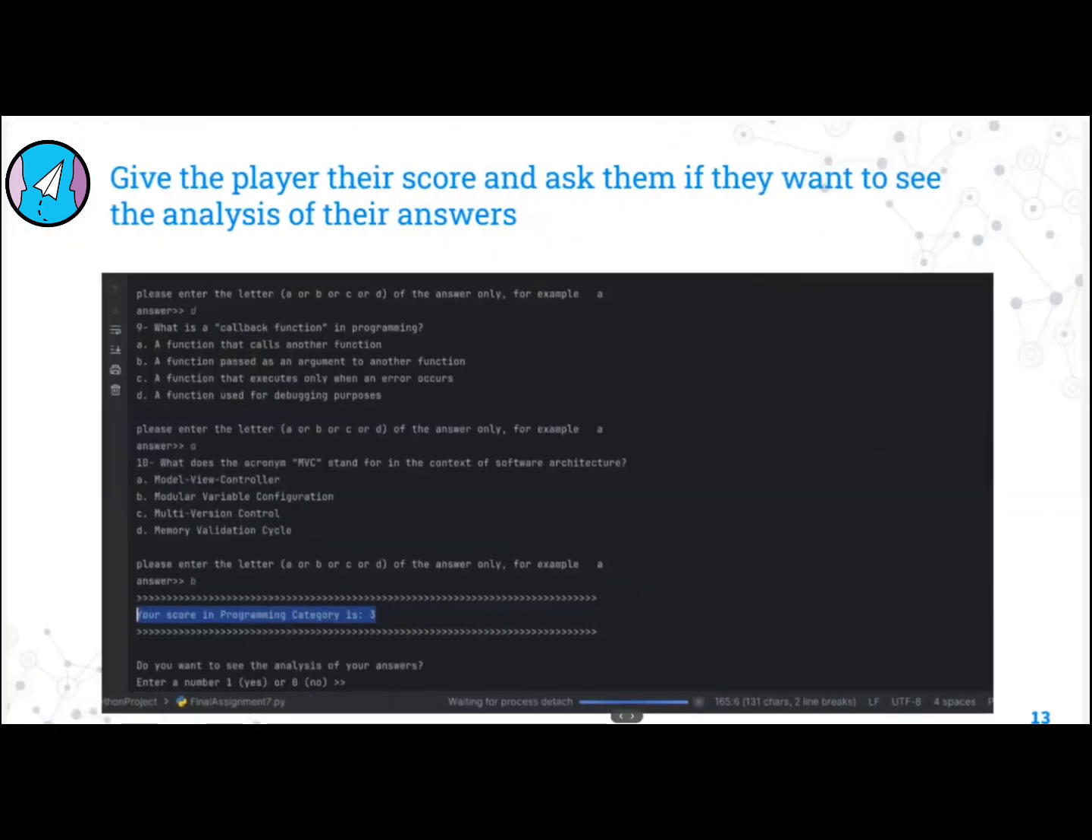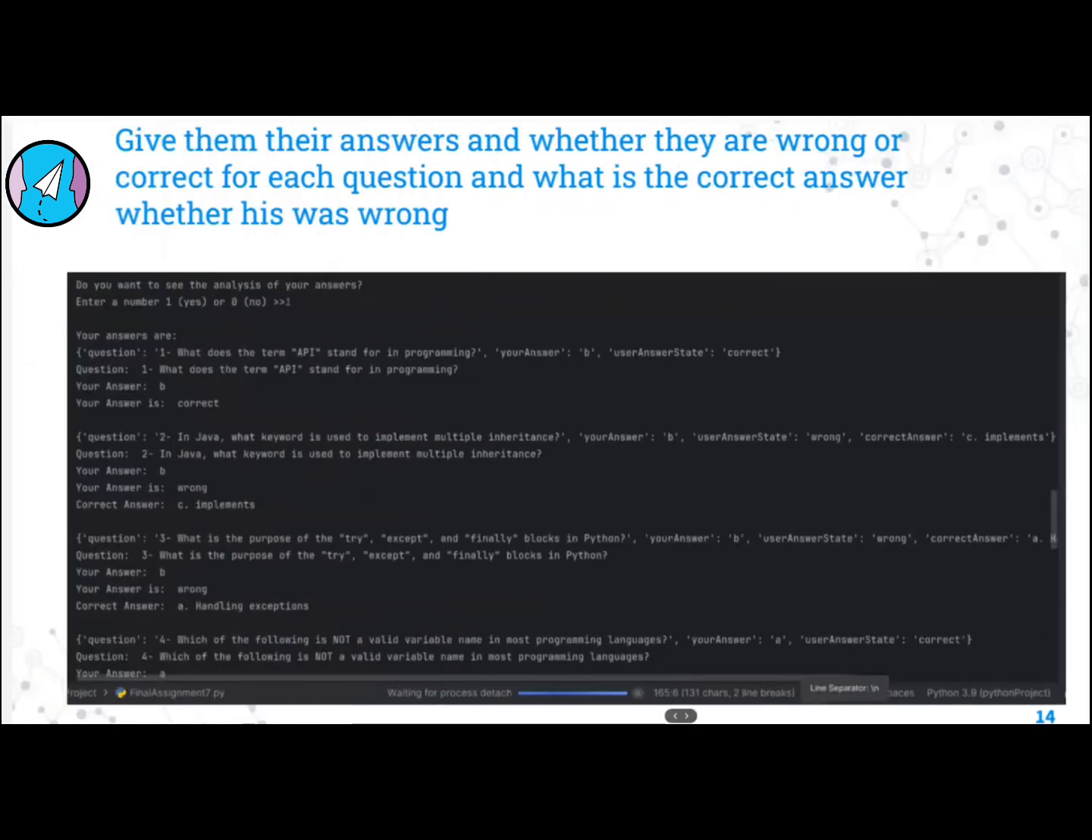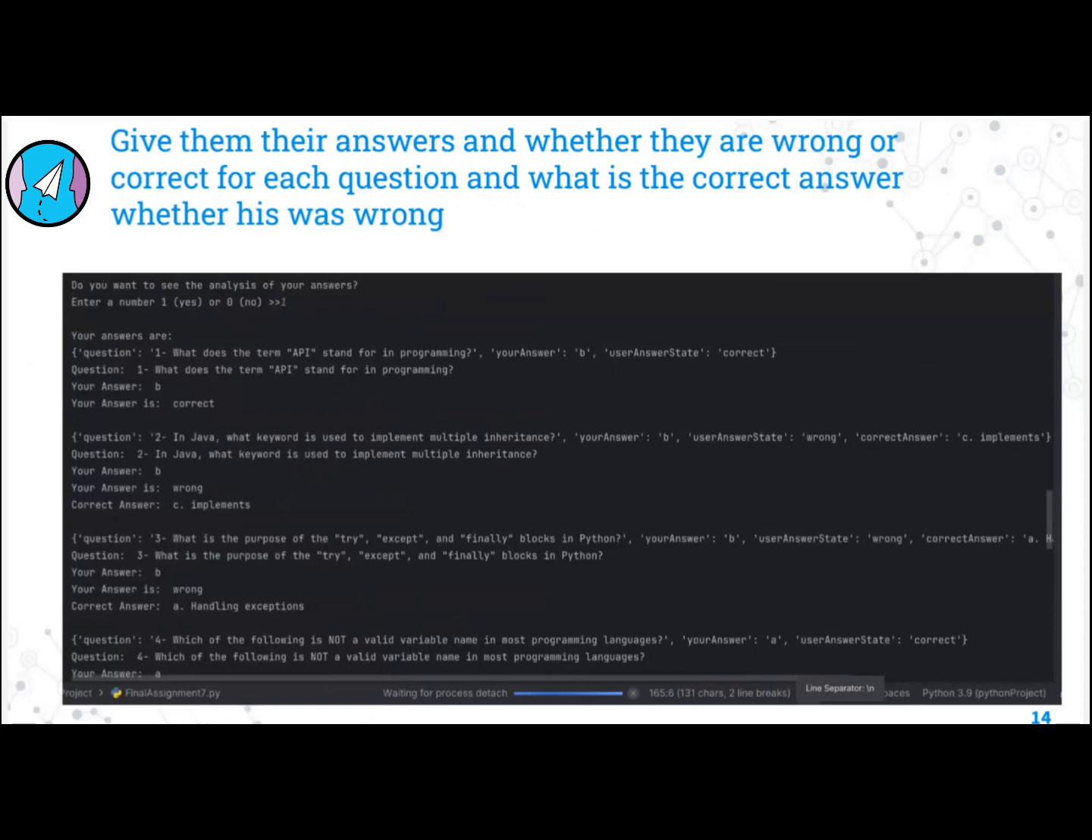After he finishes answering all of the category questions, he will see his score, which is here: your score in programming category is 3. So he answered only 3 correct answers, or she, because she was a she. Then: do you want to see the analysis of your answers? The user can see where they made a mistake and which questions were correct by entering 1 for yes or 0 for no. Here the user entered 1, so it means yes.